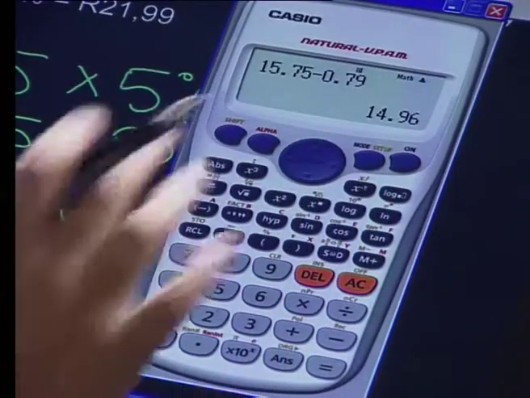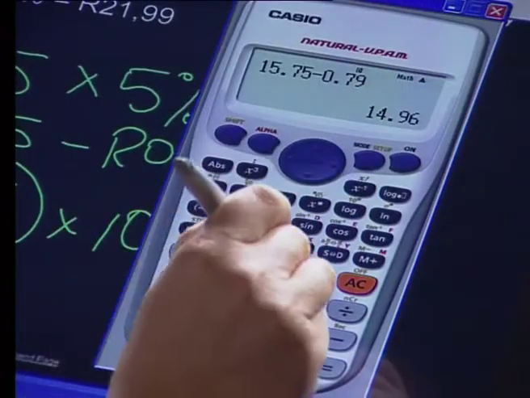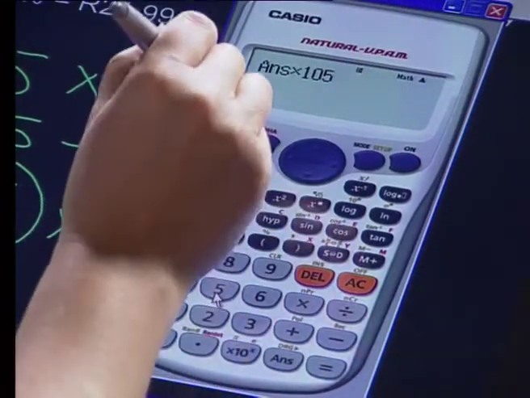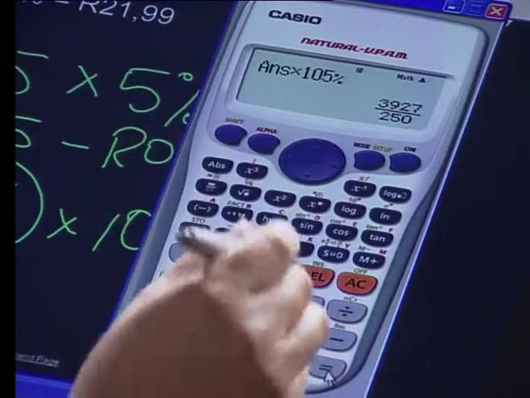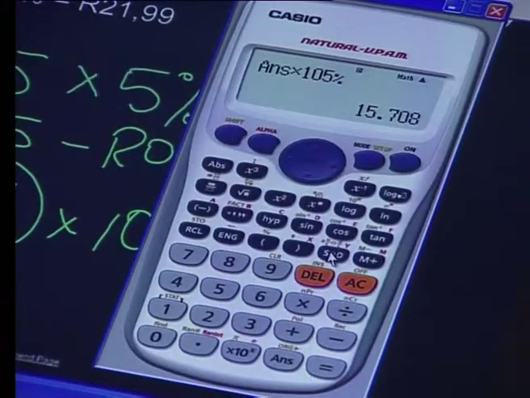I've got my 14 Rand 96 on the calculator already. If I times that by 105%, I get an answer of 15 Rand 71. It's not the 15 Rand 75 that we originally had.